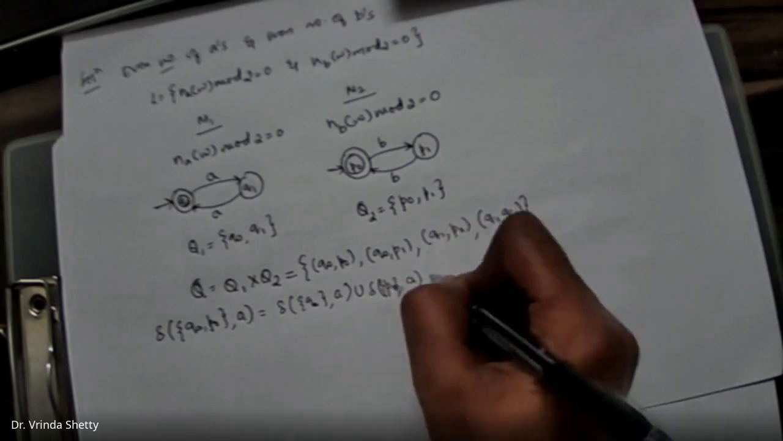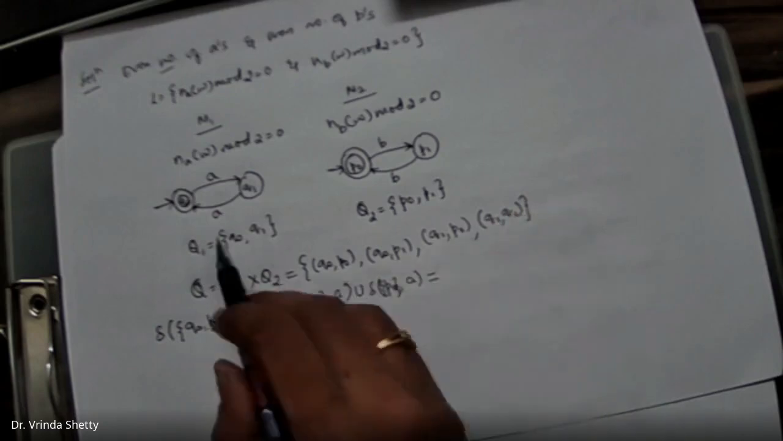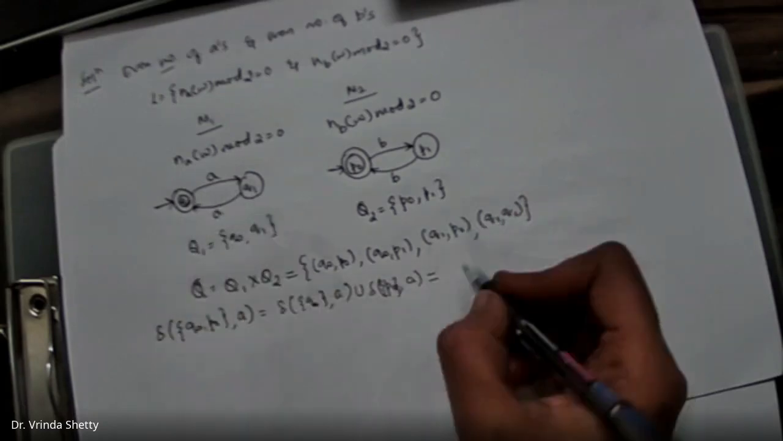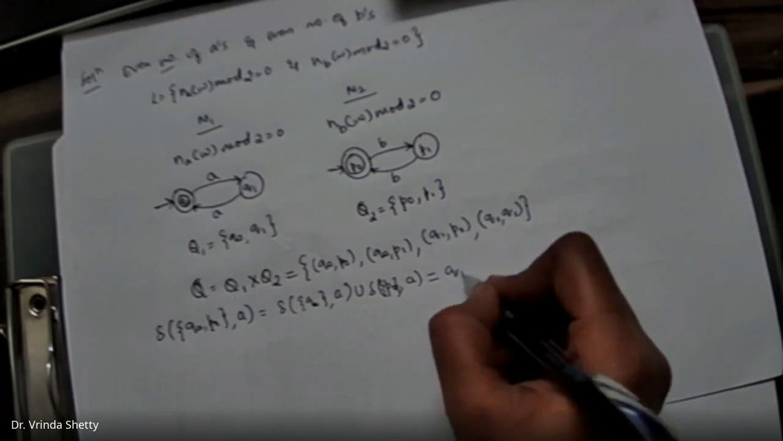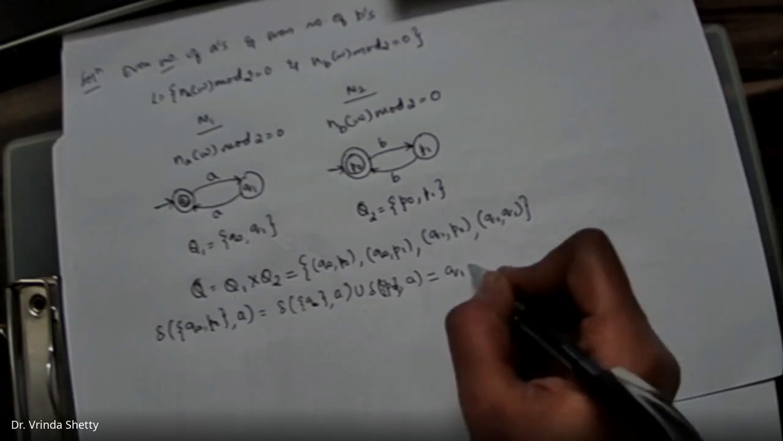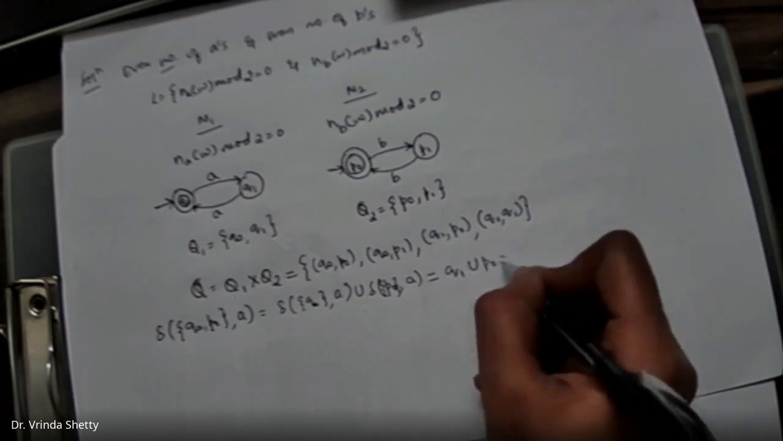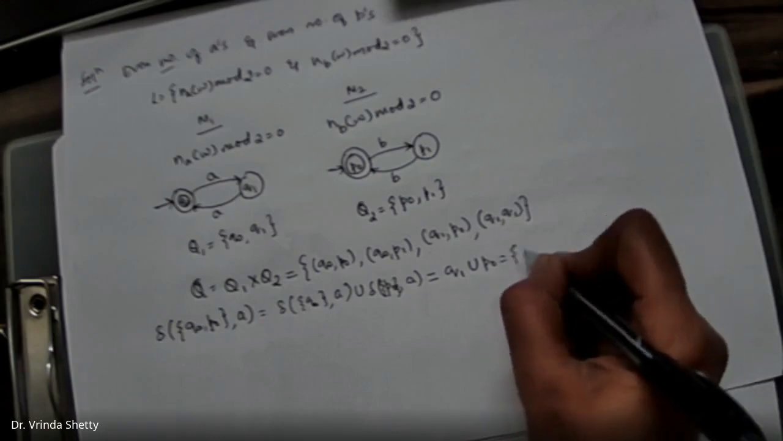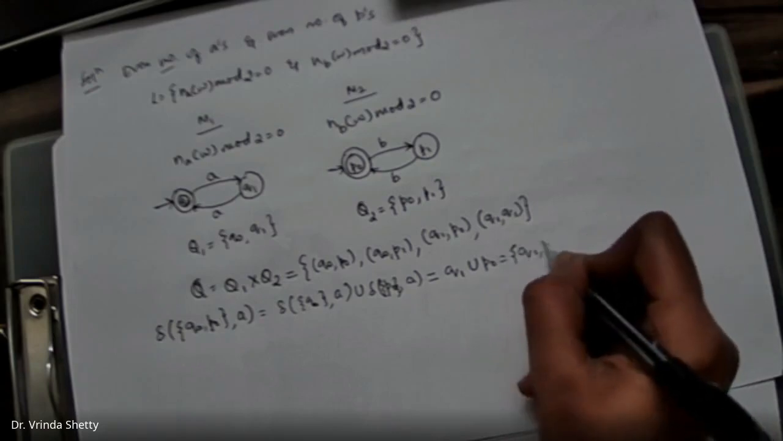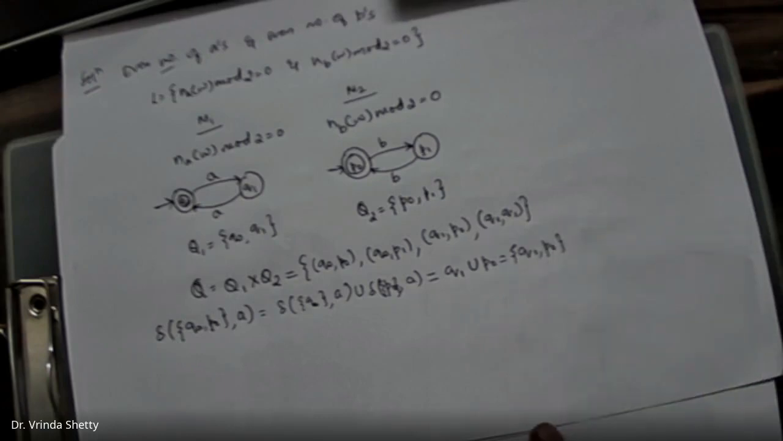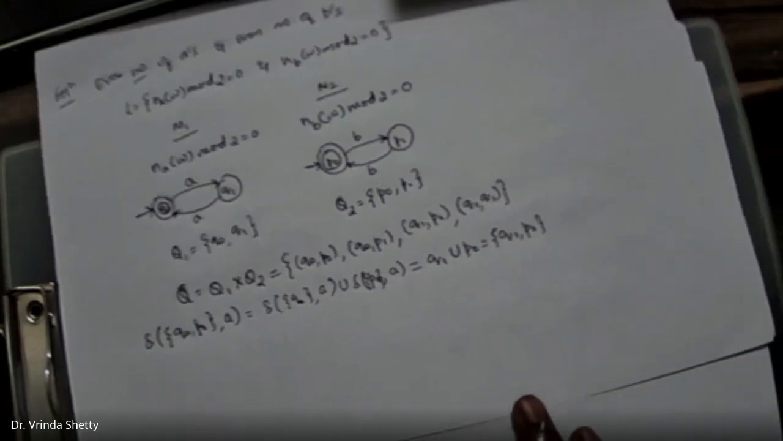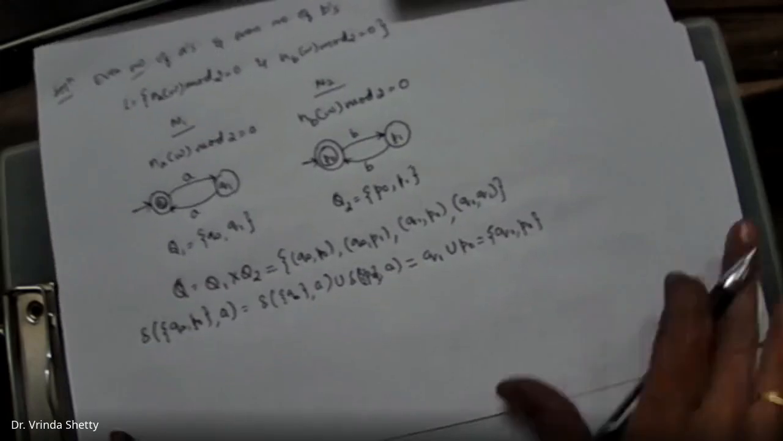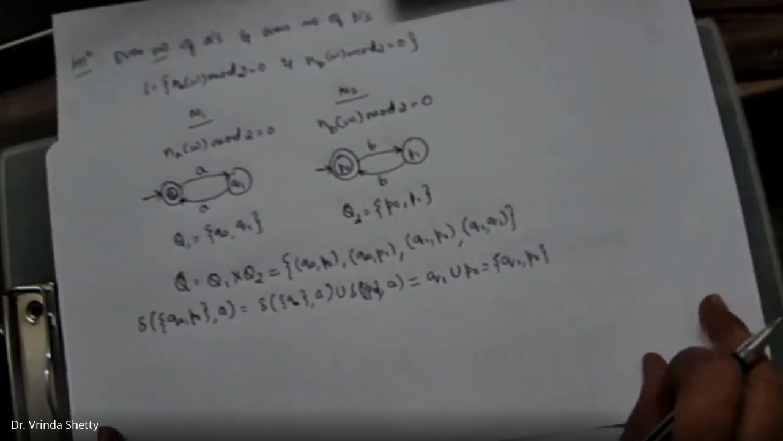P naught on A. So if we check here, Q naught on A, where is it going? Q naught on A is going to Q1. We'll write it as Q1. P naught on A is not defined, so we'll write it as union P naught itself. So we'll get the states as Q1 P naught. We got the states as Q1 P naught.